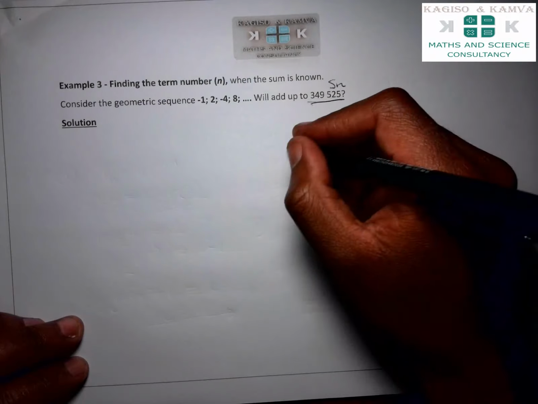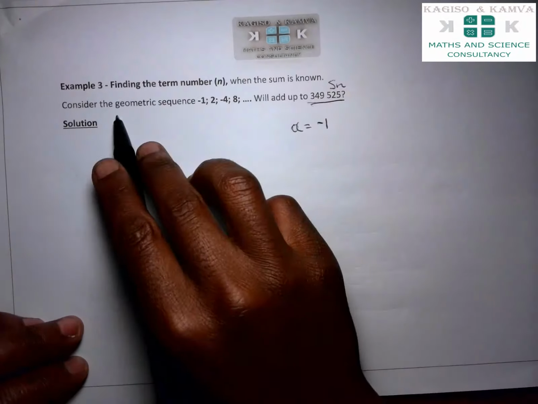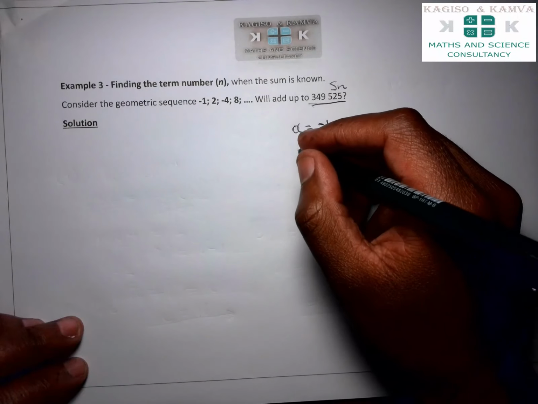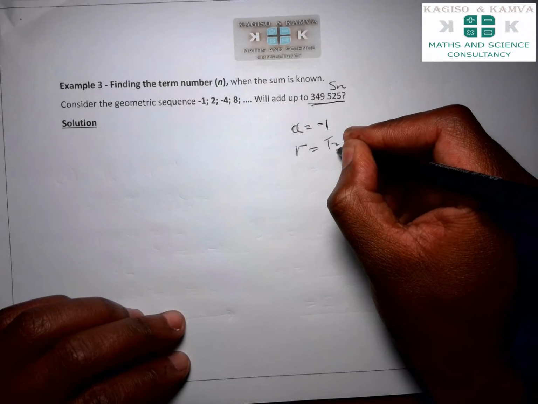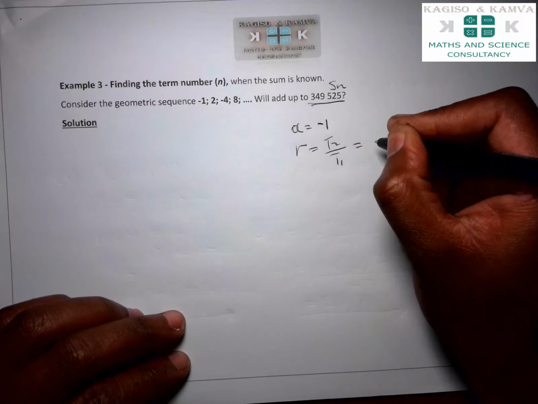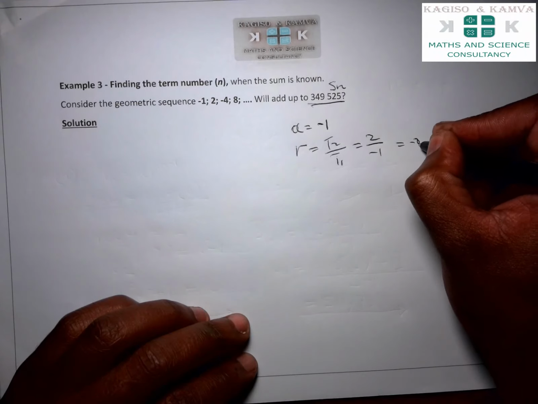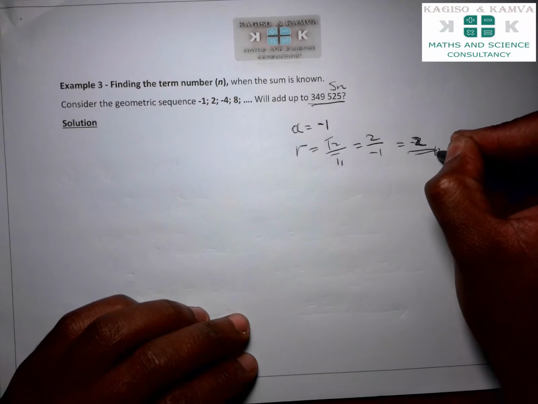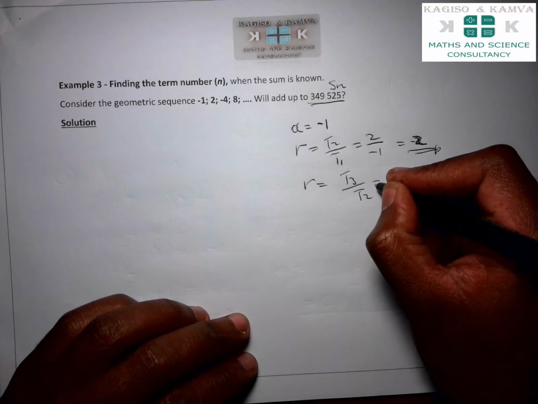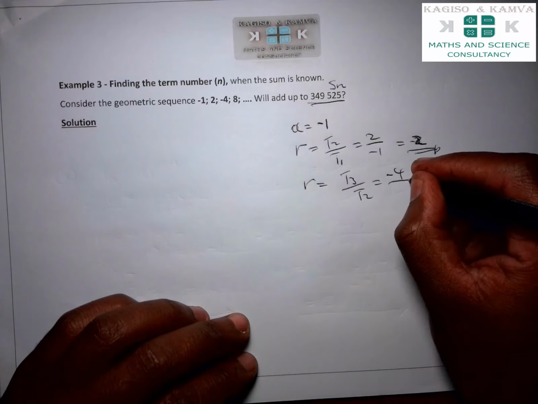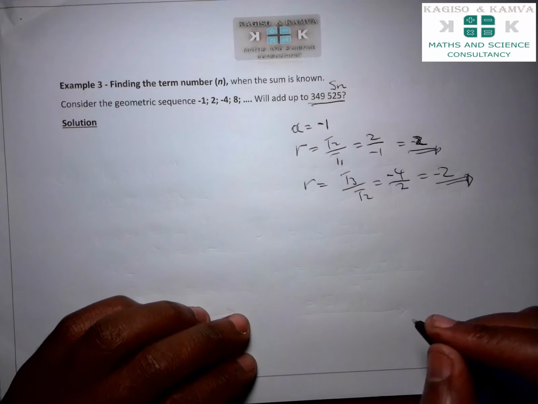Okay, so now what do we have? We've got a, the first term, is -1. It's a geometric sequence, so it has to have a constant ratio r, t2 over t1, which is equal to 2 over -1, which becomes -2. And then we confirm the constant ratio, say t3 over t2 is equal to -4 over 2. So this also gives us -2.